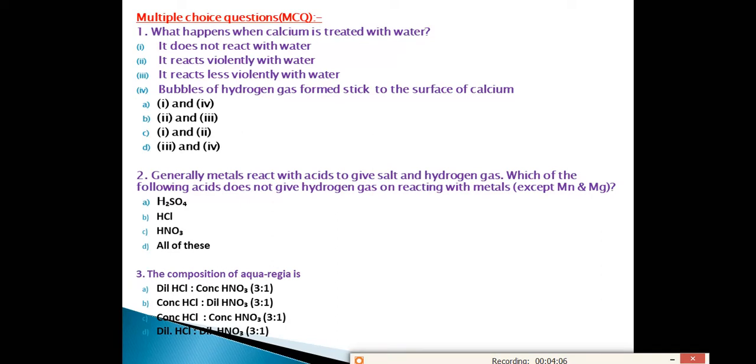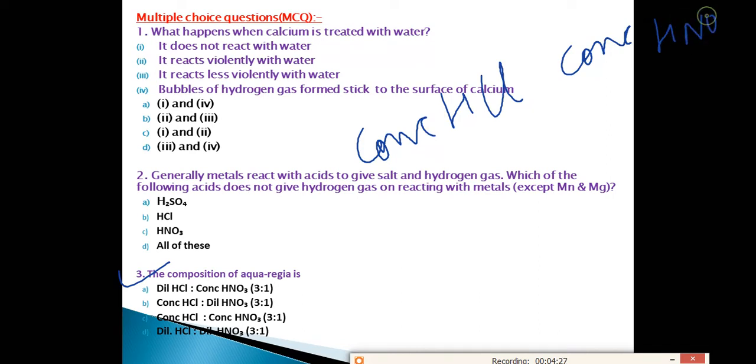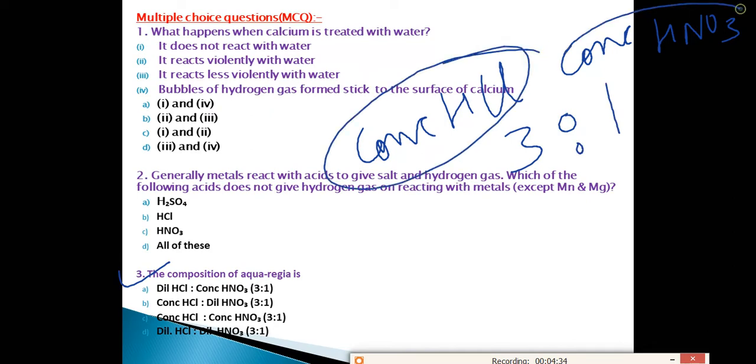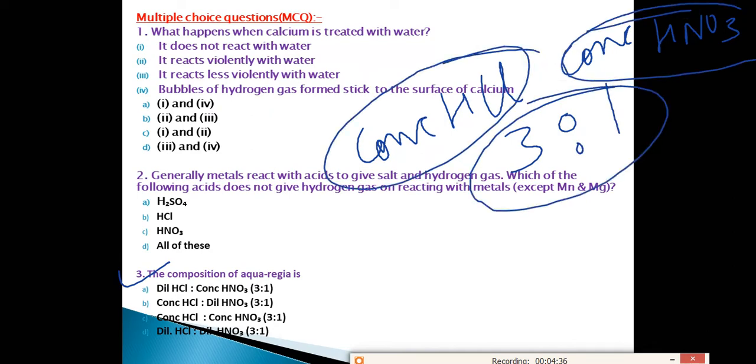But the nitric acid will give hydrogen gas with metals like manganese and magnesium. Now third question. The components of aqua regia. So what is aqua regia, guys? Aqua regia is a freshly prepared solution of concentrated hydrochloric acid and concentrated nitric acid in the ratio of 3:1. This is our aqua regia. It is a freshly prepared solution of concentrated hydrochloric acid and concentrated nitric acid in the ratio of 3:1.